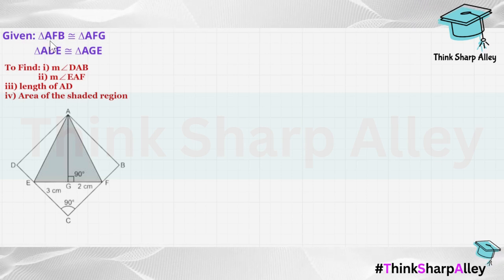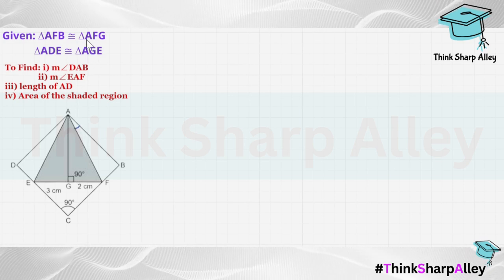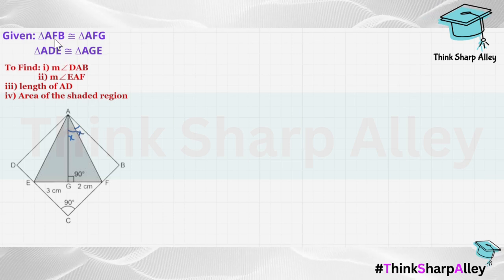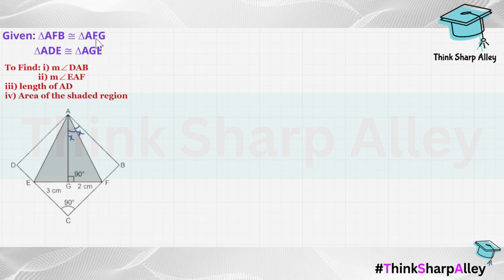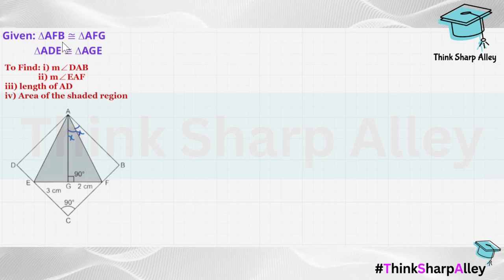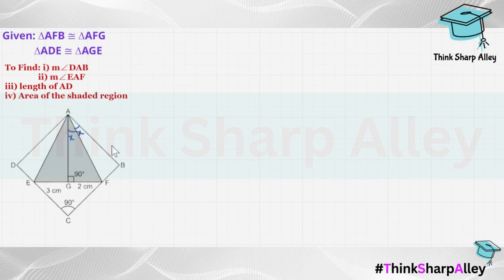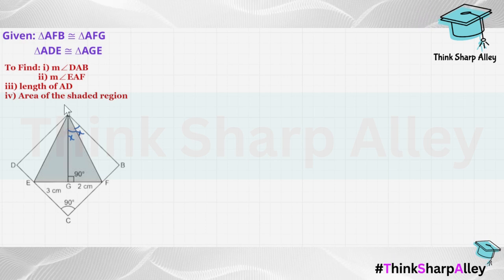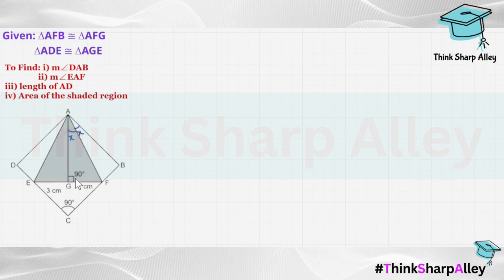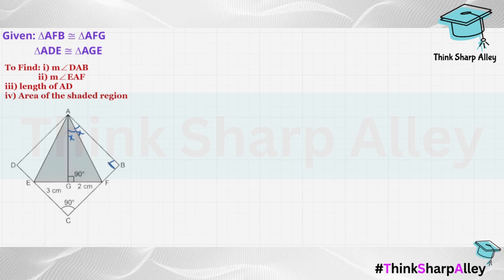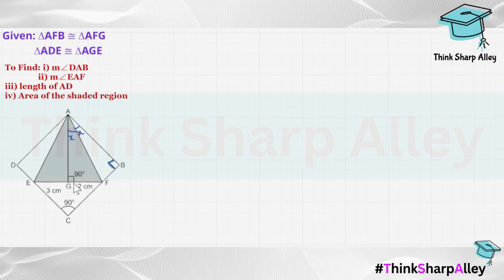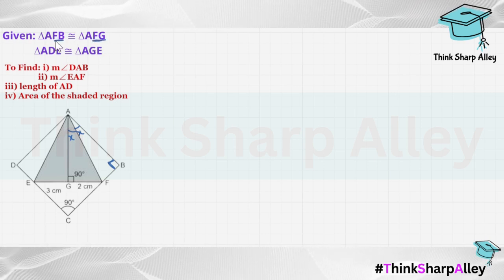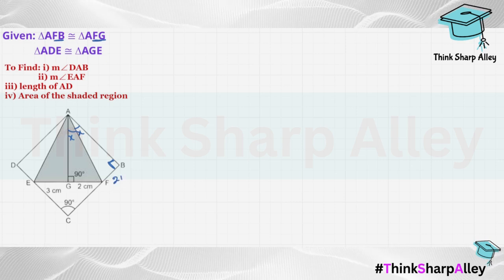For example, angle A of triangle AFB will be equal to angle A of triangle AFG. Let's consider both as x. Then angle F will be equal to angle F of another triangle, but we'll not consider that right now. Angle B of triangle AFB, that means this angle, will be equal to angle G of triangle AFG. Angle G is 90, so automatically this becomes 90 degree. And one more information we have, GF is 2 cm, so GF will be equal to BF. So BF is also 2 cm.